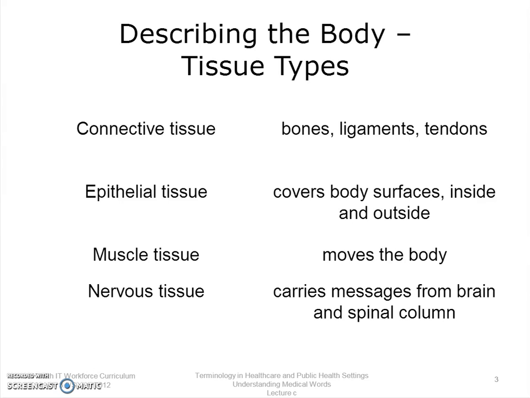Epithelial tissue covers surfaces inside and outside the body. The skin, the lining of the stomach, and the lining of the intestines are examples of epithelial tissue. Muscle tissue helps the body move. Skeletal muscles are one example of muscle tissue. Nervous tissue carries messages from the brain and spinal column and allows information to be sent between the brain and the rest of the body through a network of nerves.